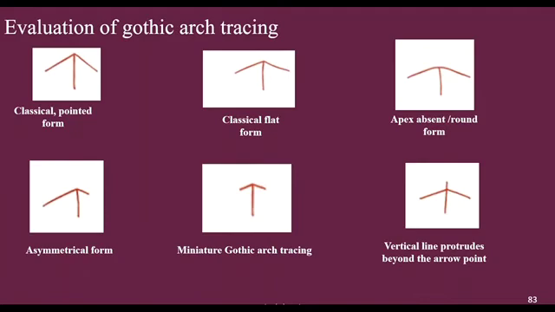Miniature Gothic arch tracing is due to restrictive mandibular movement and improper seating of denture bases. It is also seen in a long period of edentulousness. Now, the vertical line protrudes beyond the arrow tracing. It is seen when the protrusive path extends beyond the apex. Always in Gothic arch tracing, there should be a sharp apex, not a blunt apex. If there is a blunt apex, we have to repeat the procedure.